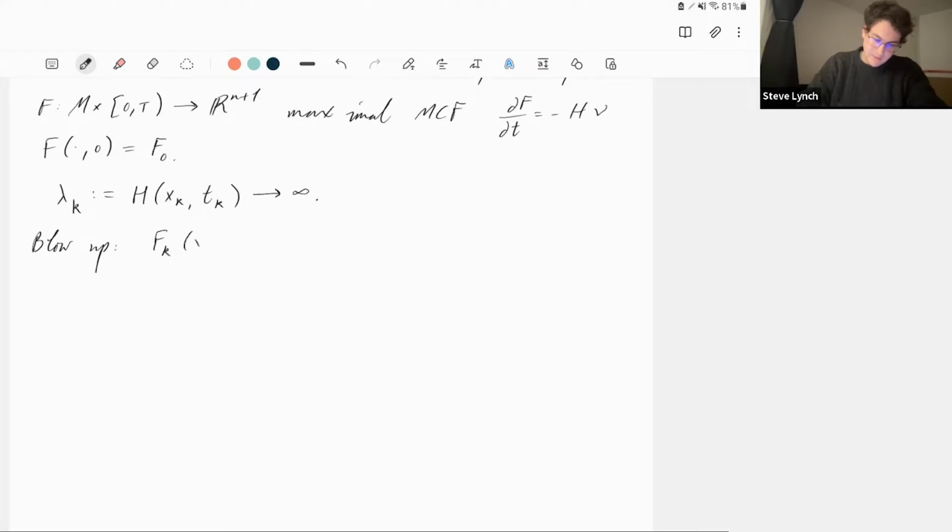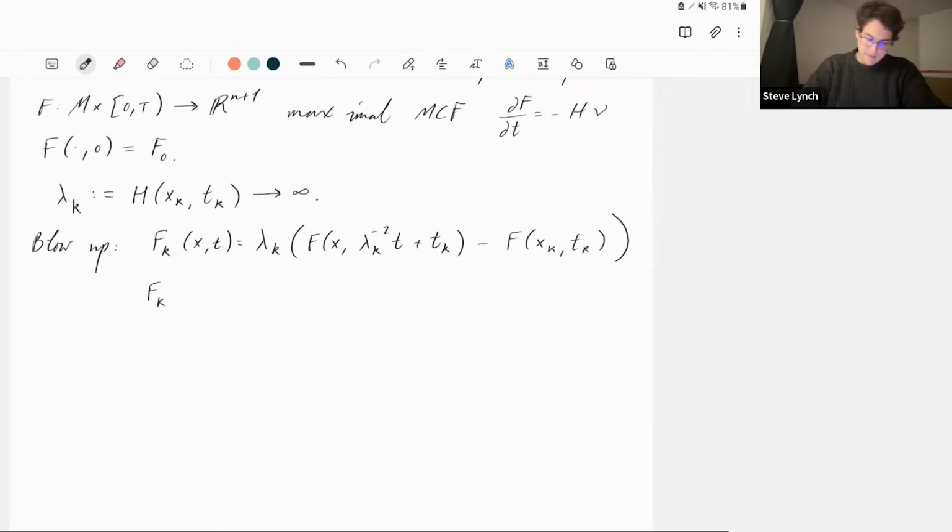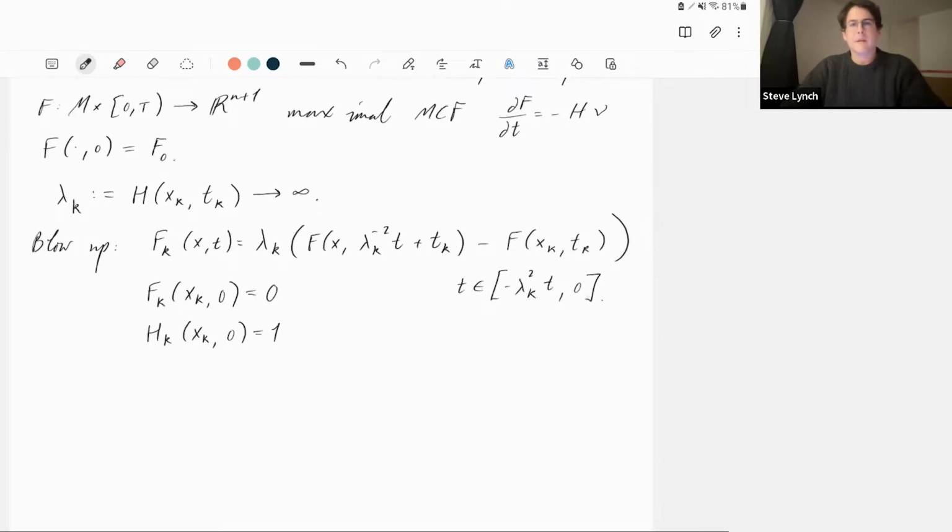And by this I mean that we define a sequence of shifted and rescaled solutions, which I'll call Fk. So we want to scale the solution by lambda k, scale the time variable accordingly so that it remains a solution, and shift in time and space in such a way that this new sequence is anchored at the origin in the ambient space at time 0 and has mean curvature normalized at that point. And this rescaled solution is defined for minus lambda k squared t up to time 0. So in particular, the time interval on which it's defined is getting longer and longer.